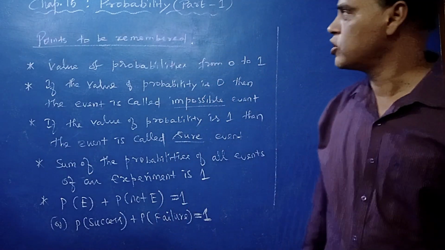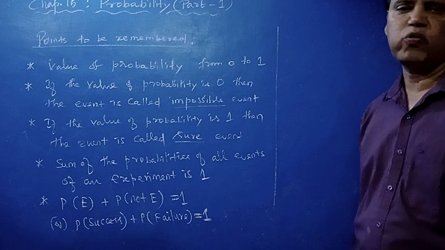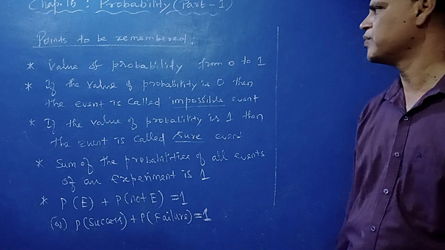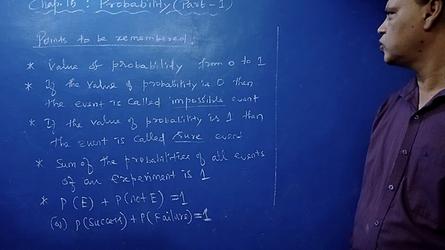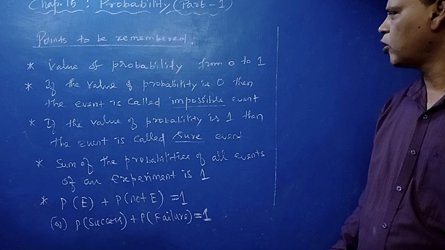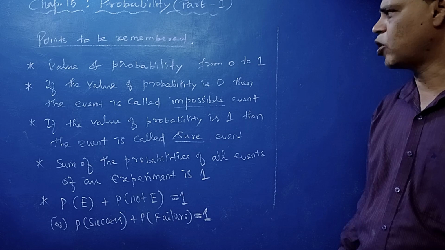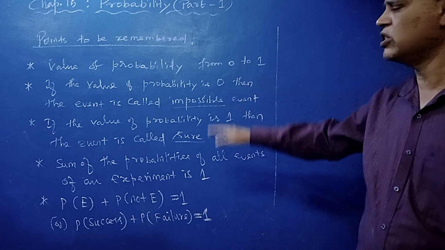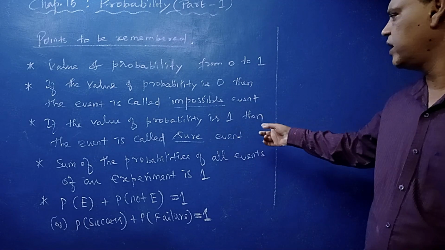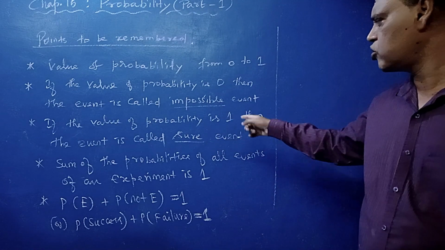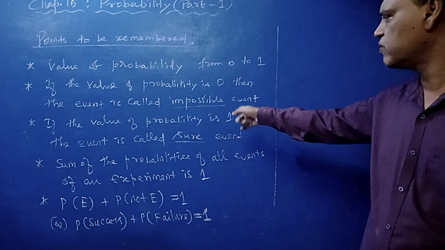So some important points to be remembered. The value of probability is from 0 to 1. Clear? The value of probability is always from 0 to 1. Then if the value of probability is 0, the event is called an impossible event. That means the probability of an impossible event is 0. If the value of probability is 1, then the event is called a sure event. The probability of a sure event is 1.